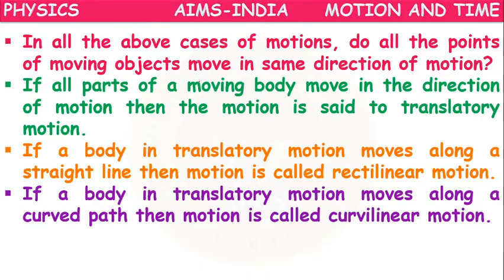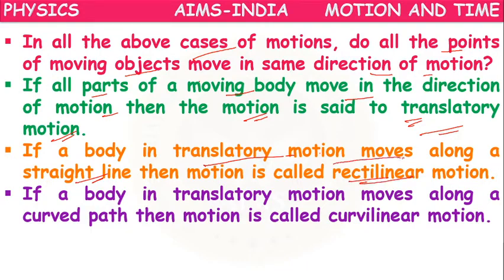So here, in all the above cases of motion, do all the points of moving objects move in the same direction of motion? If all the parts of the moving body move in the direction of motion, then the motion is said to be translatory motion. So if the body parts are also moving along with the body, then it is said to be translatory motion. If the translatory motion moves along a straight line, it is rectilinear.